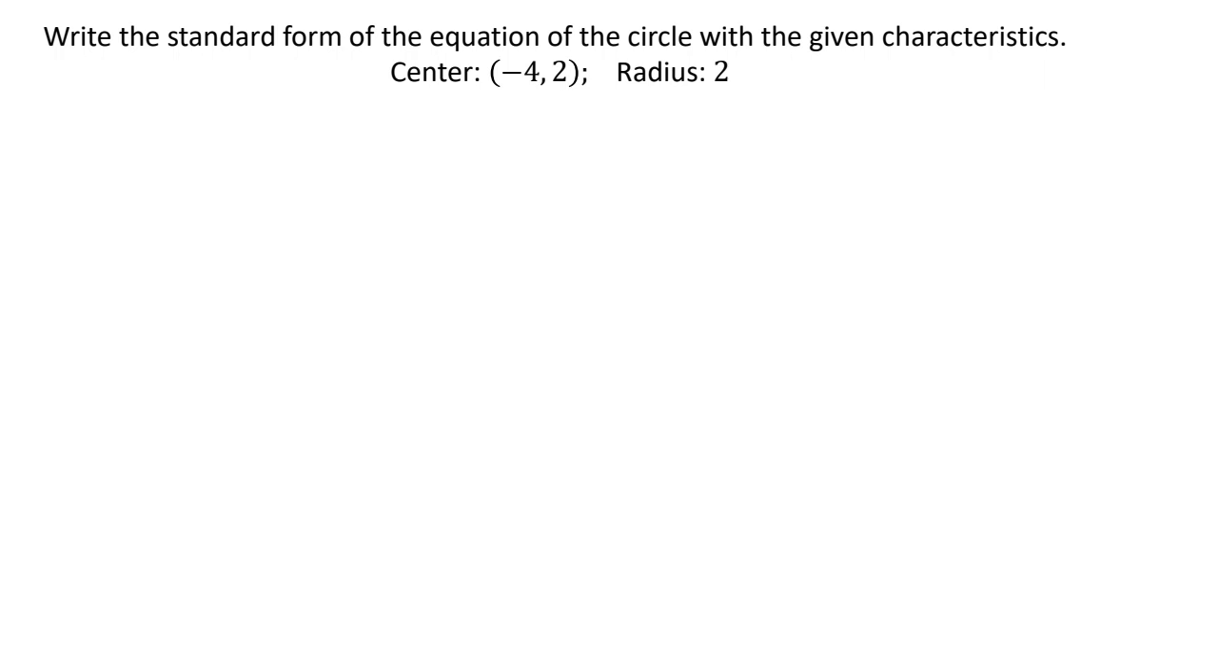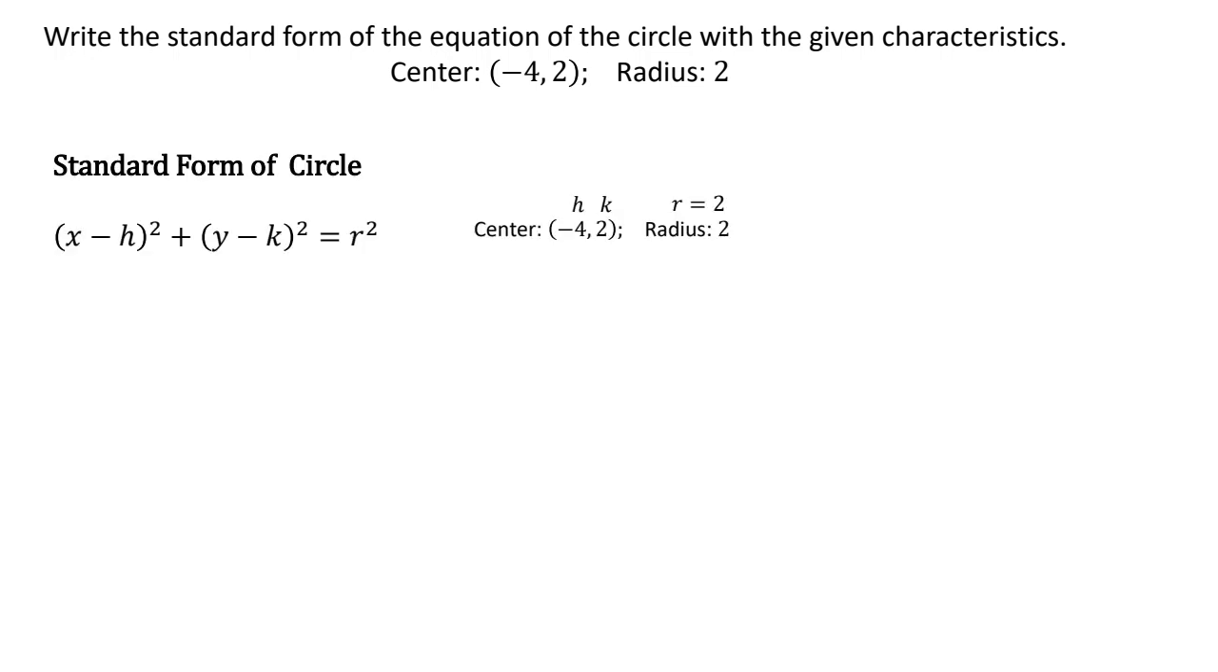So this is an example of a circle, and it says write the standard form of the equation of the circle with the given characteristics. The characteristics they're asking us for are a circle that has a center at -4, 2, and a radius of 2. Okay, so we know that the standard form of a circle is given by this: (x - h)² + (y - k)² = r², again where h and k are our center and r refers to our radius.